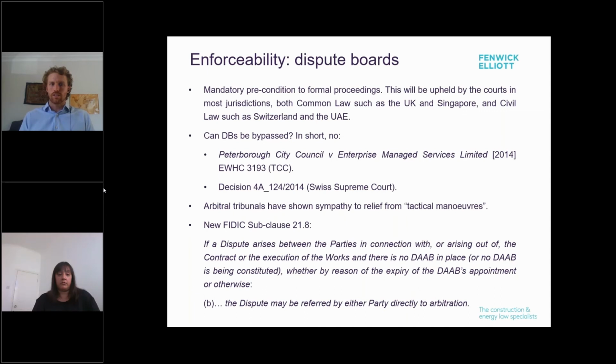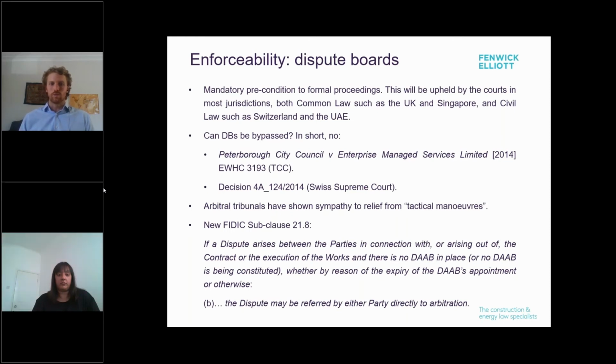Concerning civil law jurisdictions at least, there's now a reasonable body of arbitral awards permitting dispute boards to be bypassed where the completion of this process has been significantly delayed or prevented by tactical maneuvers, as one arbitrator put it. Whereas, as a matter of contract, the new FIDIC procedure now permits dispute boards to be bypassed when a dispute arises and the DB has not yet been set up.